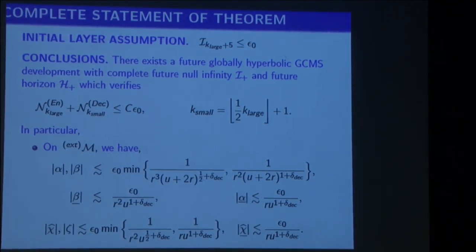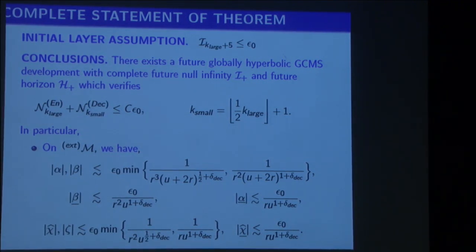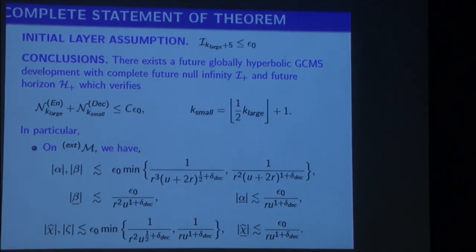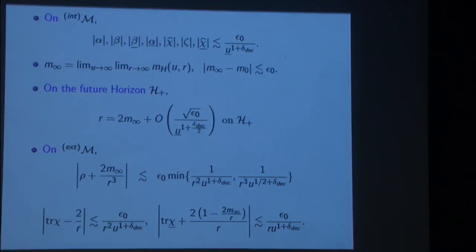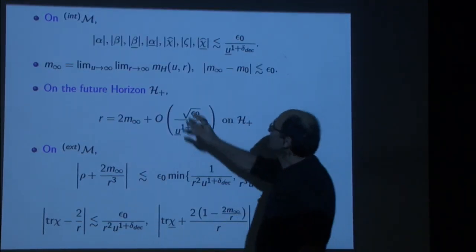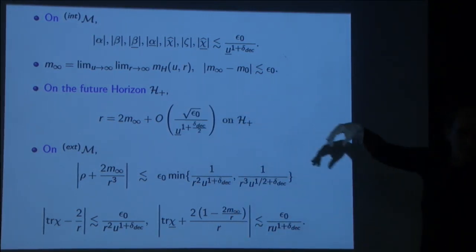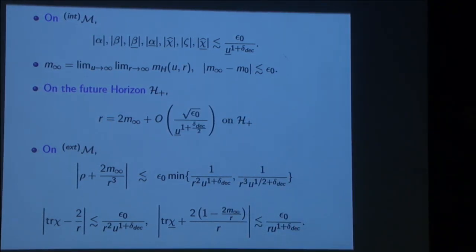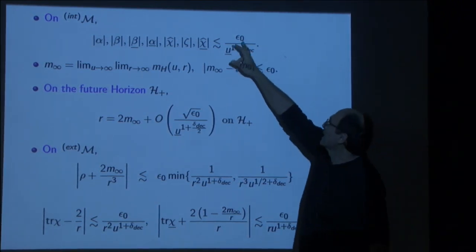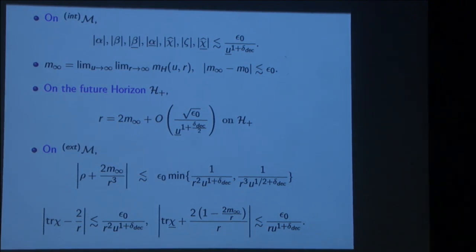Another important thing that I should say is that all our estimates do not improve, unlike in the stability of Minkowski space, where every time you take derivatives in the interior, you improve by a factor of t. These don't improve. And of course, you have to worry that with so little decay, you may not be able to close. That's another issue. In the interior part, you have both interior and exterior estimates. In the interior, there is no r; r is 1. So everything behaves like epsilon to the u bar to the 1 plus delta dec.